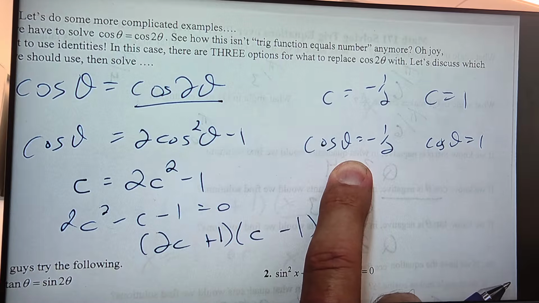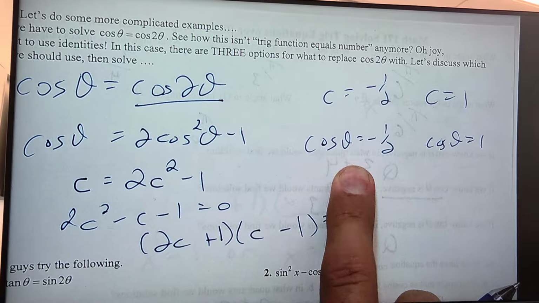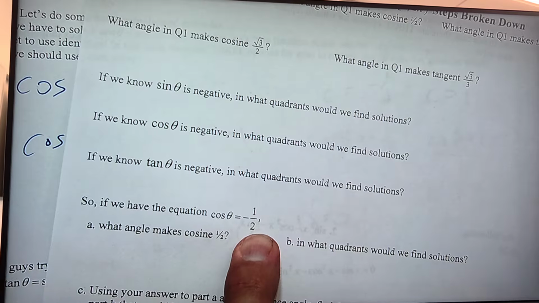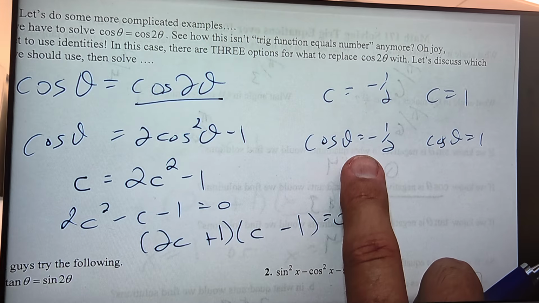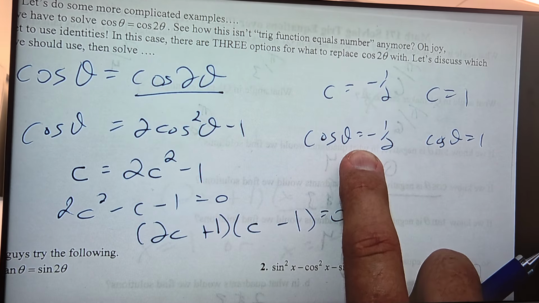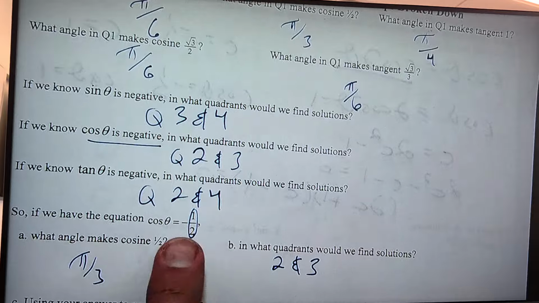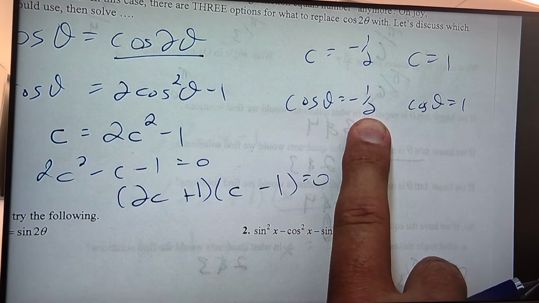Look at the front of the page on here. Kabam! So what did we get for this one? What did we get here? Are you guys with me? This is the question. Yes? So what makes cosine become negative 1/2?